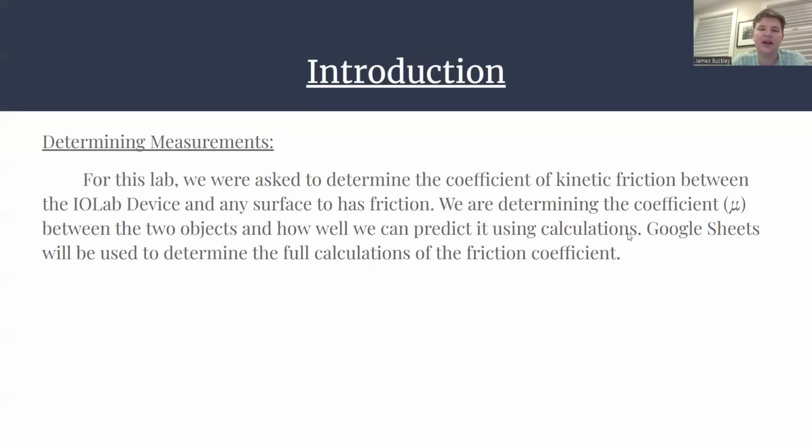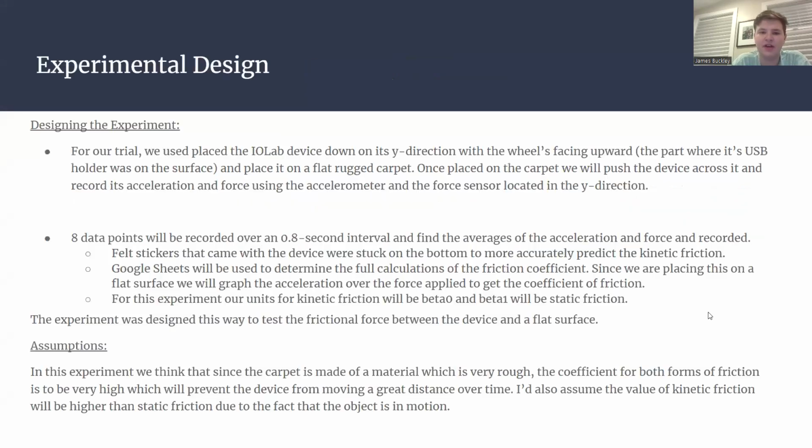For this lab, we are asked to determine the coefficient of kinetic friction between the IOLab device and any surface that has friction present. We are determining the coefficient mu between the two objects and how well we can predict it using calculations. Google Sheets will be used to determine the full calculations of the friction coefficients.